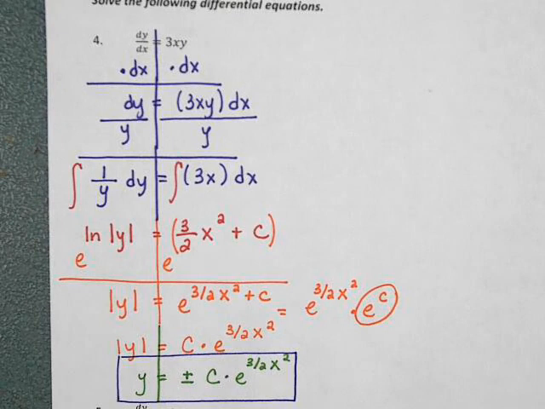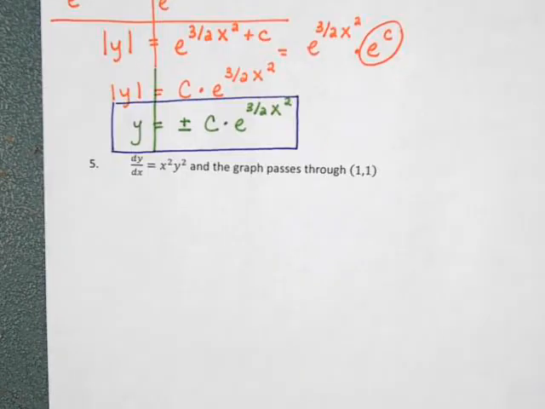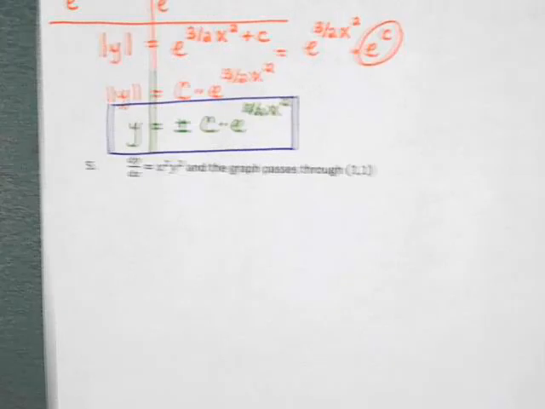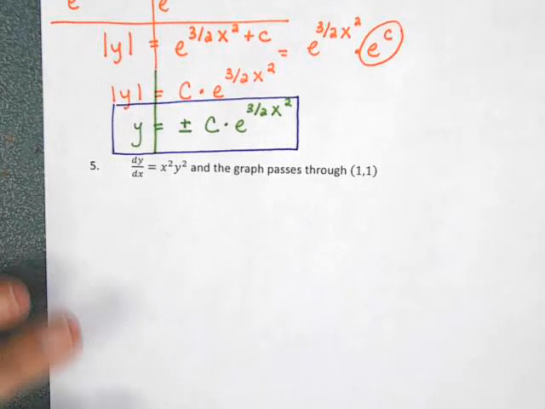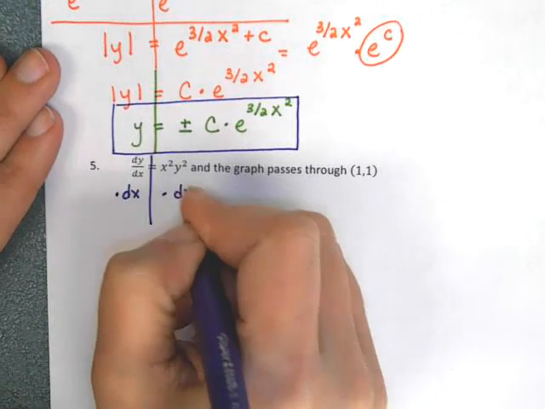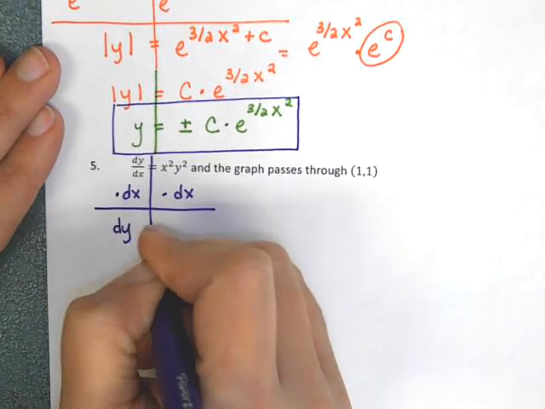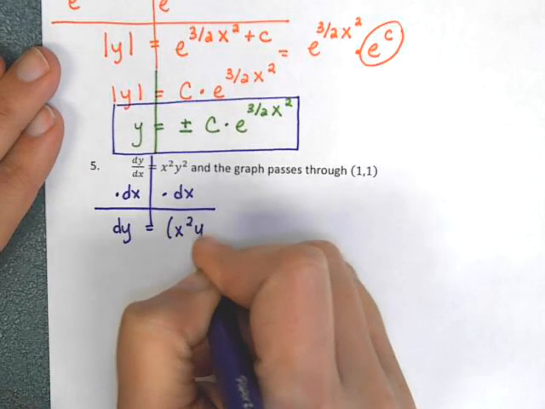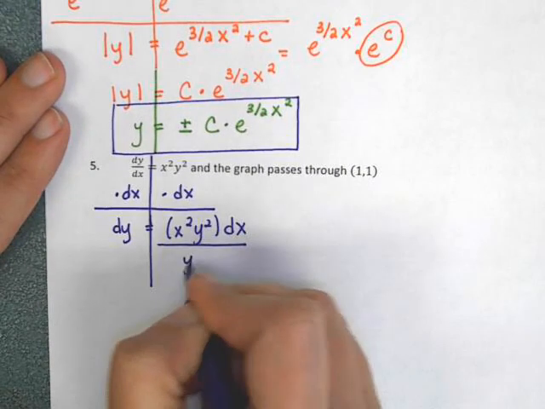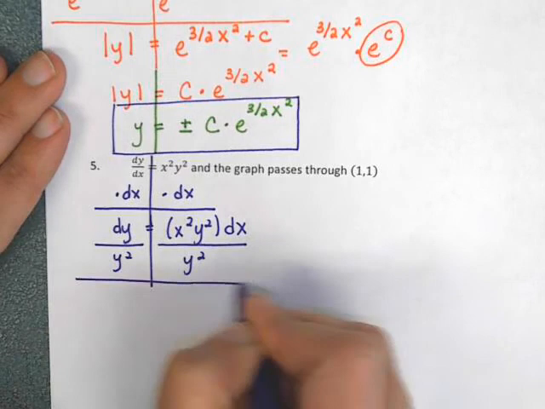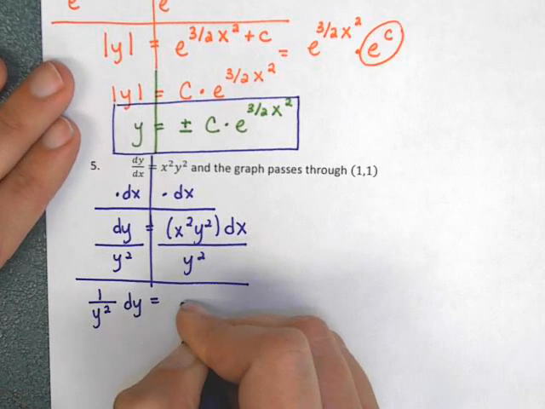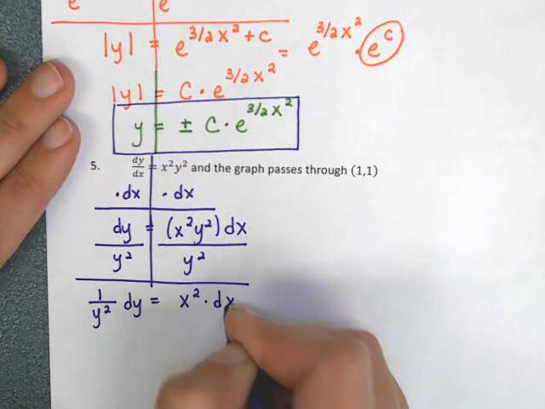Now the last example we're going to do today is very similar to the one we just did, where there are x's and y's both combined into one equation, but we're just going to do this with an initial value this time. So now for number 5, we're going to separate the x's and y's, which means I'm going to multiply by dx on both sides, and I'm going to get dy equals x squared y squared times dx. And then I'm going to divide by y squared on both sides. So I'm going to get 1 over y squared times dy equals x squared times dx.